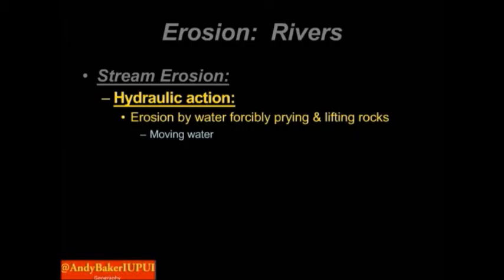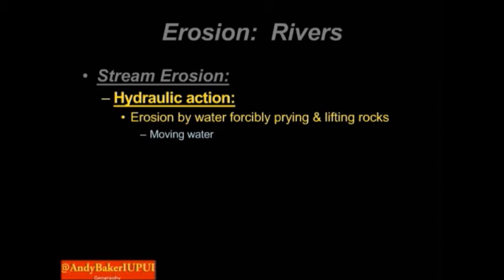So, very distinctive shapes. Now we're going to talk about two key types of erosion. The first one is hydraulic action. This is simply erosion by the water forcibly prying and lifting the rocks, and we'll see a video of this in a minute. Think of hydraulic action as a high-powered jet spray, a high-powered squirt gun. Or think about the car wash, where you have the super high-power sprayer that you use to remove the dust and debris, the mud, from your car. That's hydraulic action at work.